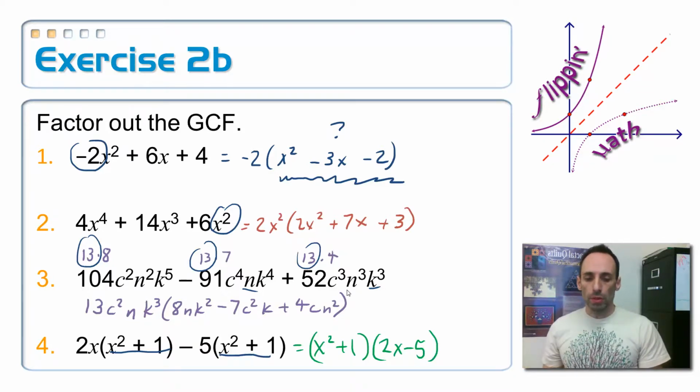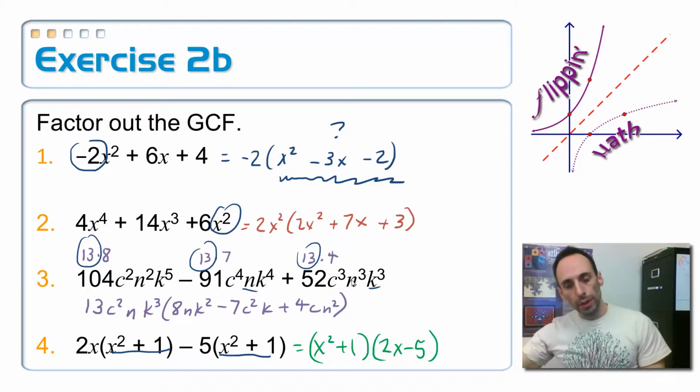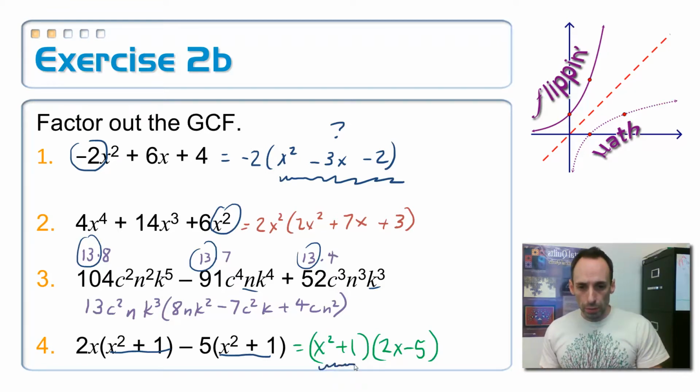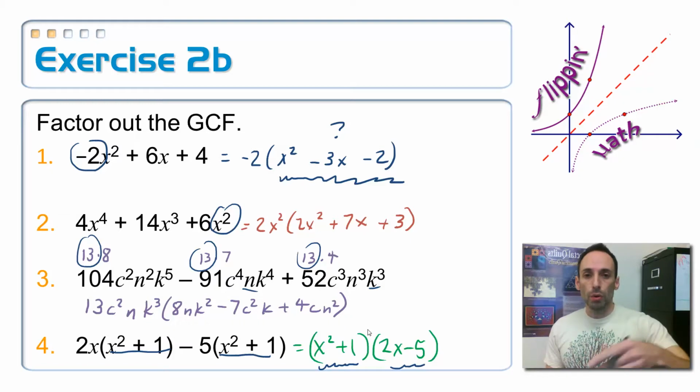Okay? And then finally, on number 4, what's common to both of these is the quantity, the binomial x squared plus 1. Pull it out, and then what I'd be left behind with, the quotient, is 2x minus 5. And then again, we would want to look at this thing, and even this one, and determine if both of those are prime. If they are, you're done. If they're not, you need to keep going.